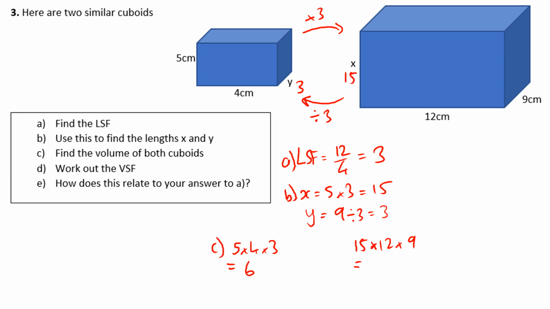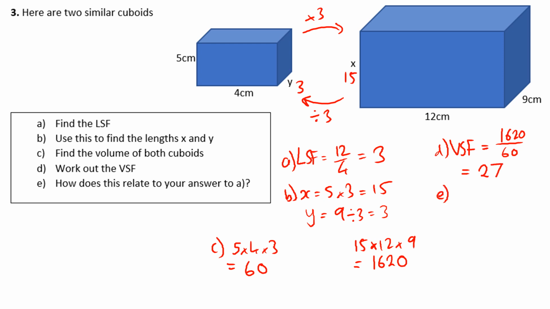So our first one is 60, and our second one is 1620. Now it says we need to work out what the VSF is here. So what does VSF mean? Well, VSF means volume scale factor, and it's what you would multiply the volumes by to get from 60 to 1620. But we can find it, just like before, by dividing the two values by each other. If we do 1620 over 60, we're going to get our VSF is 27.